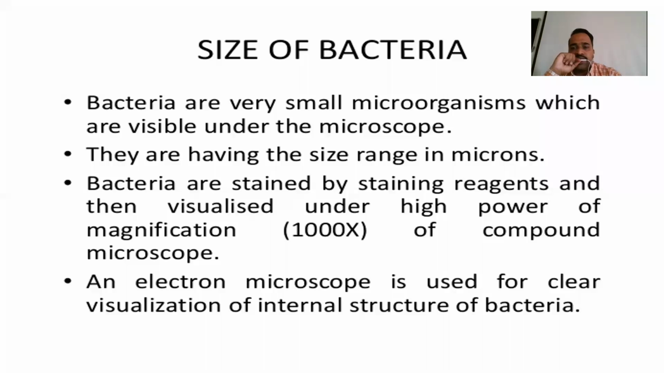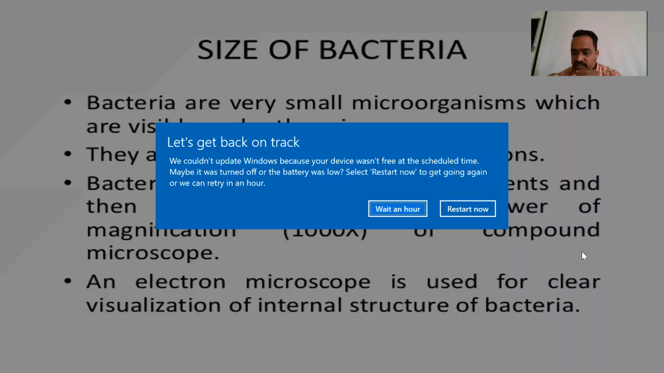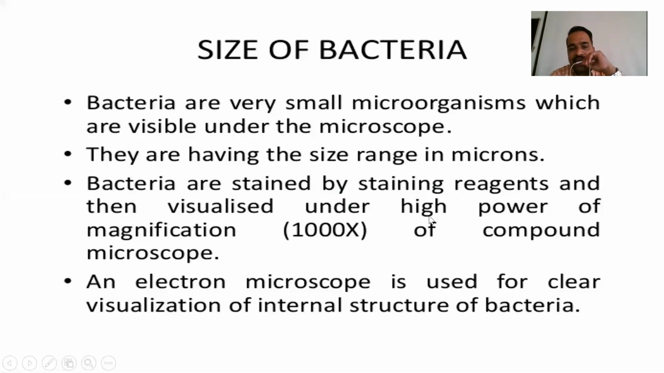And the size range of microorganisms, of the bacteria, is calculated in microns. So this is very important for your MCQ and other things. So you need to remember. An electron microscope is used for the clear visualization of the internal structures of the bacteria. So you need an electron microscope to find out in detail the internal structure of the bacteria.